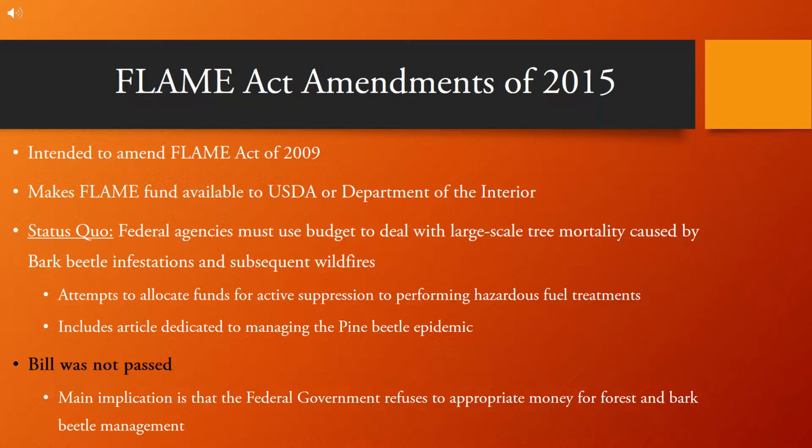Managing the bark beetle epidemic is a specific line item within the bill. However, it was not passed. The main implication of failing to pass this bill is that the federal government refuses to appropriate money for forest and bark beetle management on a large scale.